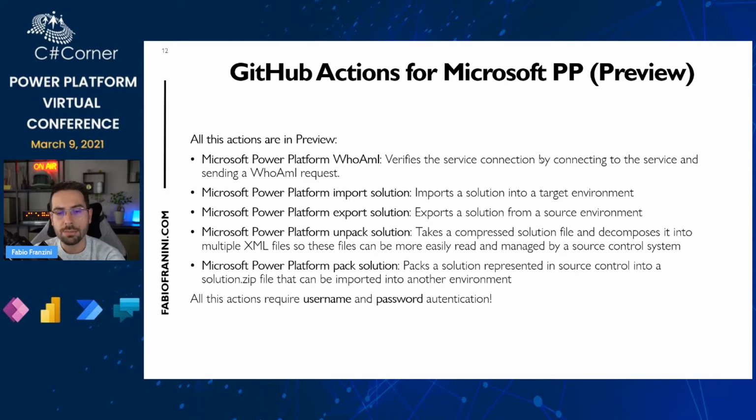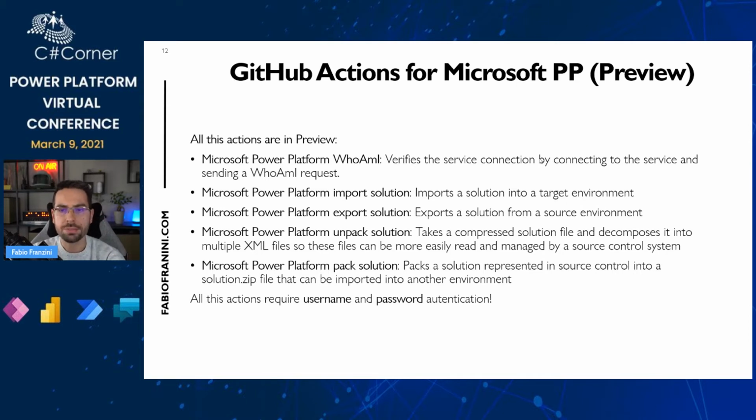In my demo, I will show you how to use, of course, username and password. Basically, you need to create a specific user that has all the permissions to read and write inside the environments in the Power Platform. And then, of course, you need to remember to disable multi-factor authentication for this specific user, because the GitHub Actions are not able to use multi-factor authentication to authenticate to the Power Platform.